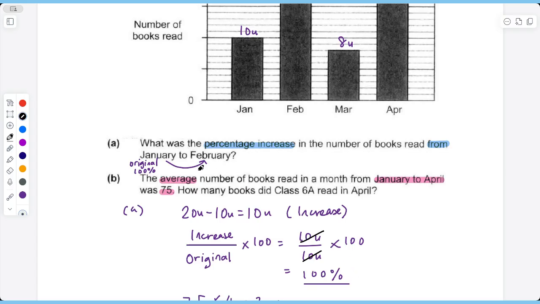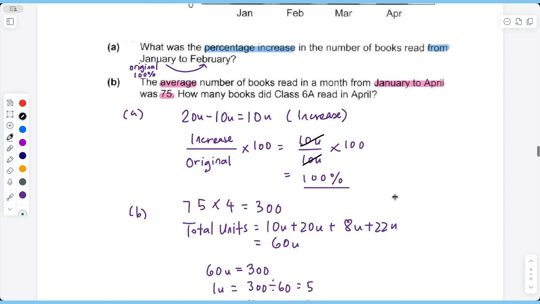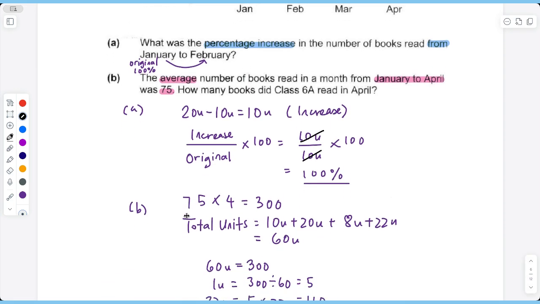Part B, the average number of books read in a month from January to April was 75. From January to April, there are 4 months. So we can find the total for these 4 months, which is 75 times 4.